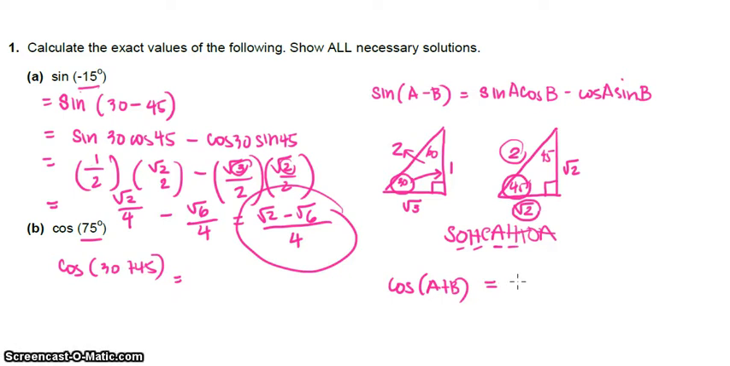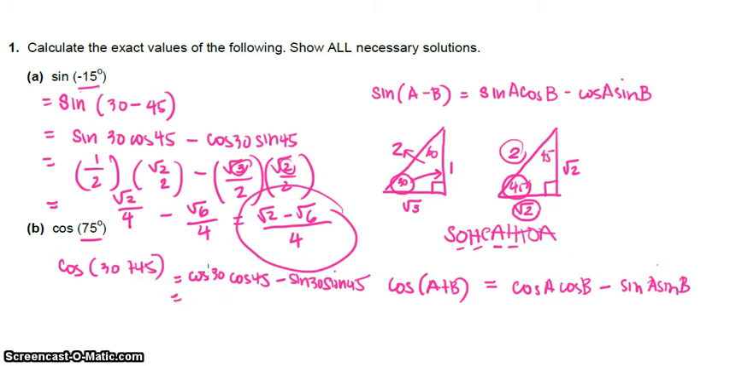The identity for cosine A plus B is cosine A, cosine B minus, okay, for cosine you can remember it as opposite sign. So if this is plus, we use minus, and then sine A, sine B. So applying this formula or identity, we have cos of 30, cos of 45 minus sine of 30, sine of 45.